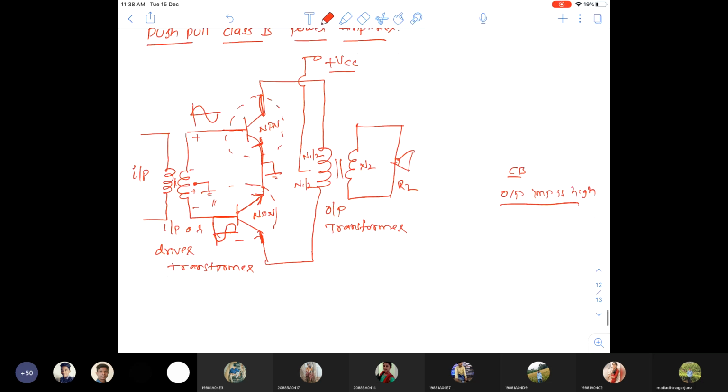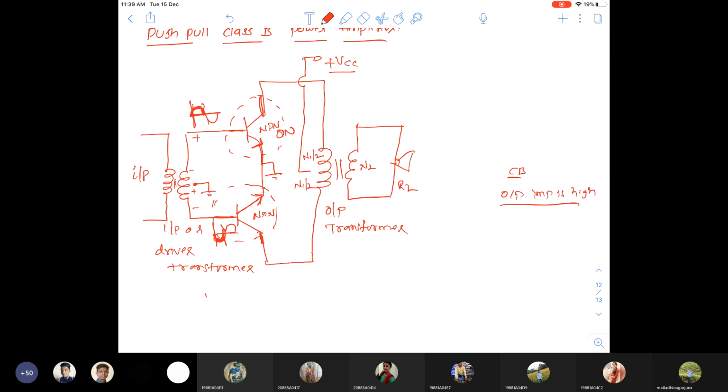Okay, so this is the class B. And now coming to the operation. Let us see, this is the positive peak I'm giving. If you give it to Q1, this transistor will be on, and at the same time period, we are giving the negative peak here. So this will be off.